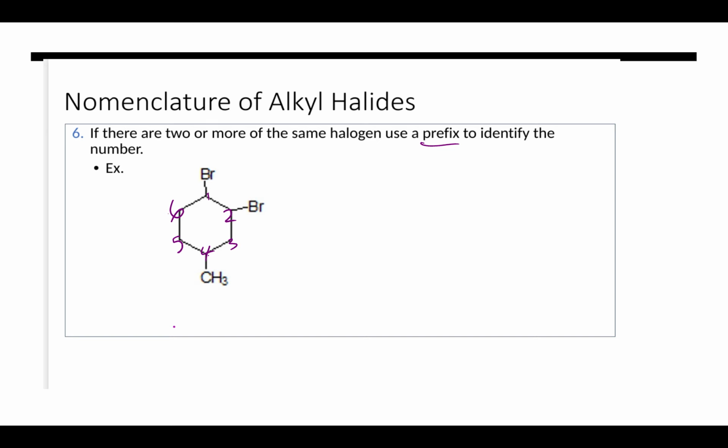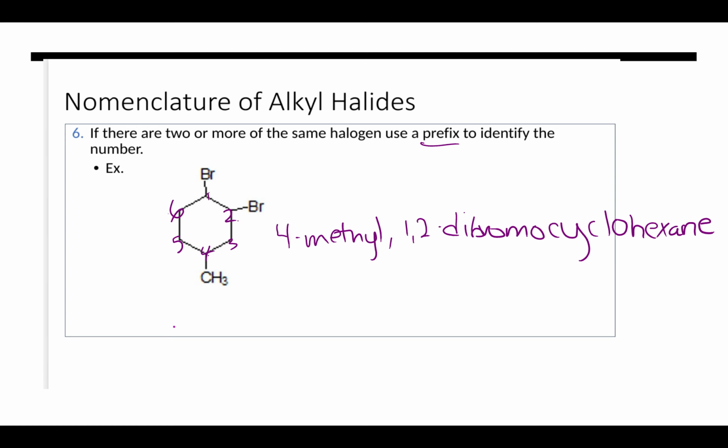So I'm numbering clockwise. So here on carbon 4, I have a methyl group. And then on carbon 1 and 2, I have 2 bromos, so dibromo. My carbons are all connected, so cyclo. And then there's 6 of them, so hexane, for all single bonds.